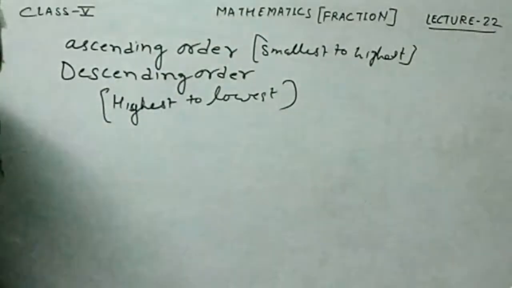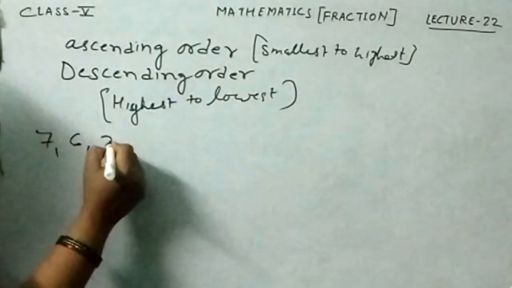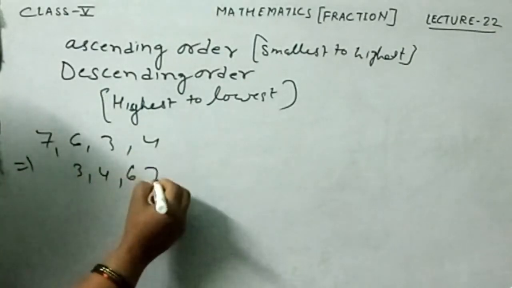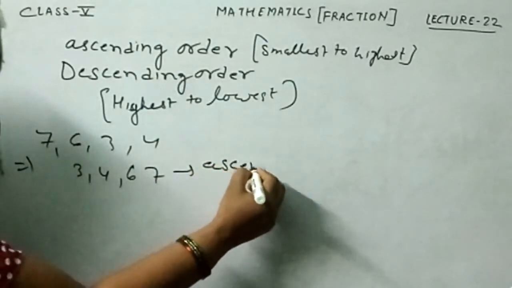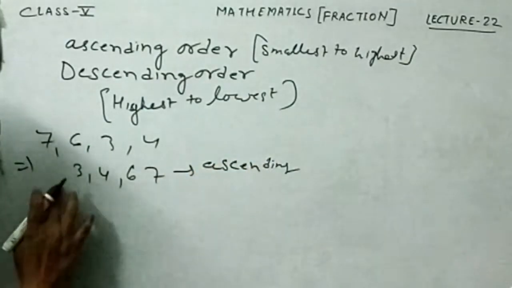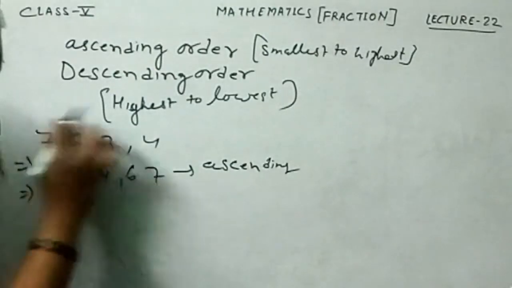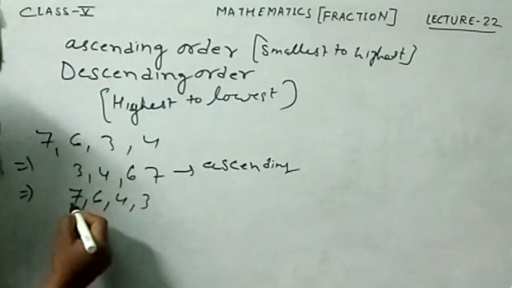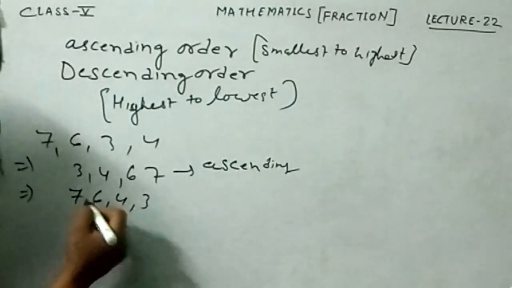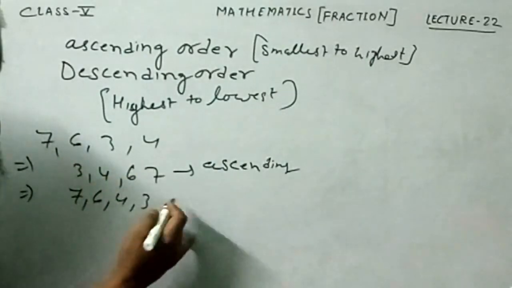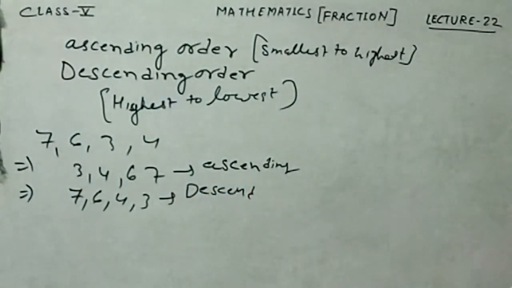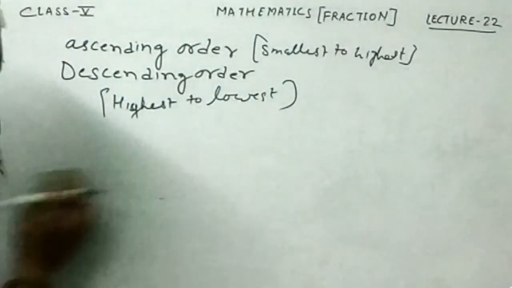That is the way. In simple numbers, if the numbers 7, 6, 3, 4 are given, how do we write in ascending order? 3, 4, 6 and 7. This is the ascending order, from the smallest to highest. And if the same numbers are given and we have to write in descending order, what do we write? 7, 6, 4, 3. First we write the largest number, then smaller, smaller, at last the smallest number. This is the descending order. Okay. Now in fractions, how do we write in ascending order and descending order?